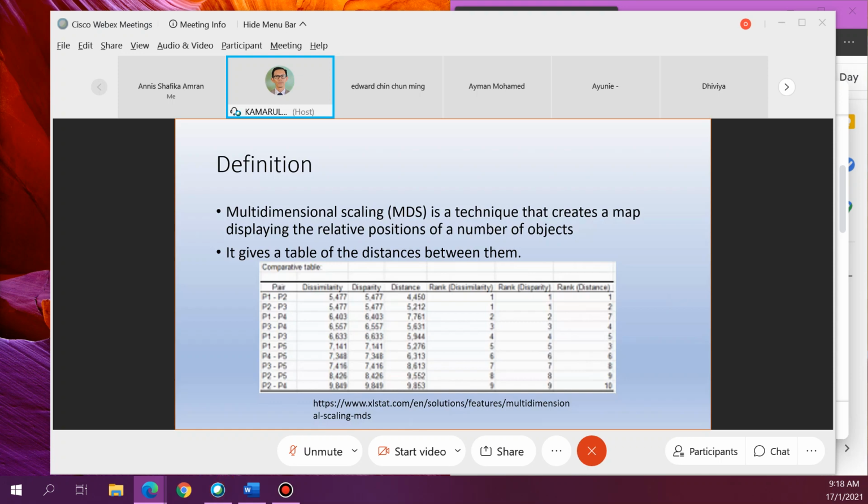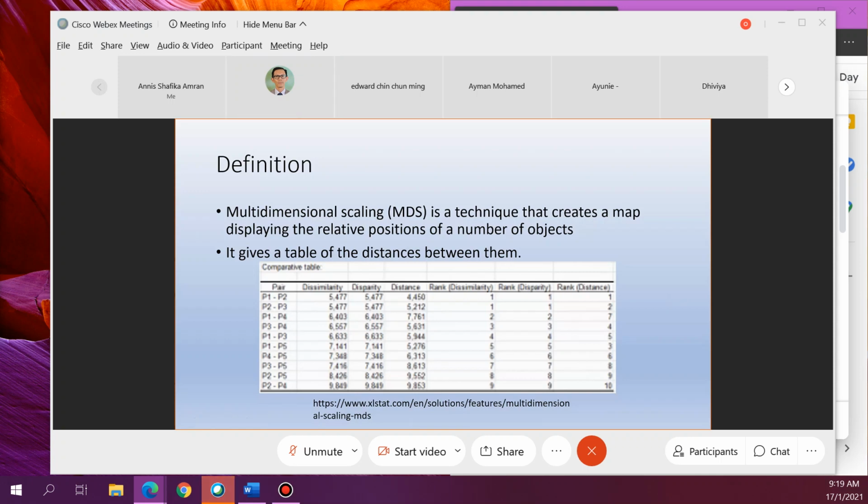So basically you can also create a table, and the table can show you the distance between the variables that you are studying. For example, you have variables P1, P2, P3, P4, P5. So you can see the distance between P1 and P2, P2 and P3, P1 and P4, P3 and P4, and so on and so forth. So you can measure this on the map. You can plot P1, P2, P3, P4, P5 on the map.